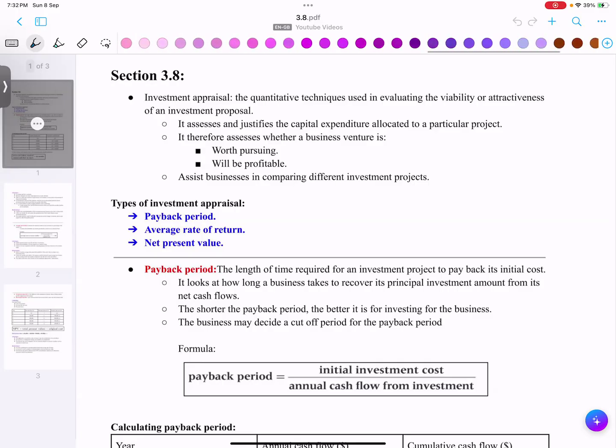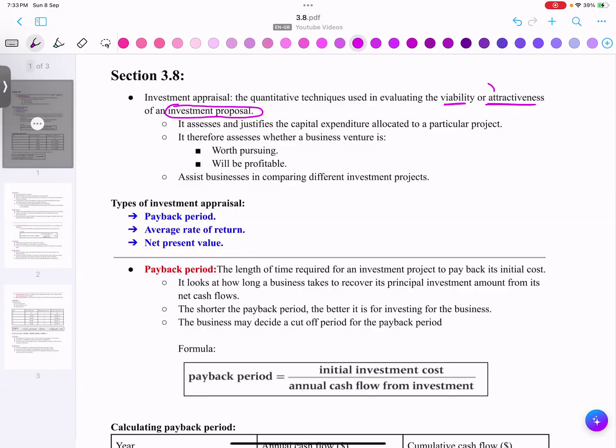An investment appraisal is the quantitative techniques used in evaluating the viability or attractiveness of an investment proposal. Basically, it means when they use numerical data to see how much money they're going to make from an investment proposal, which is the reason for the words viability and attractiveness, to see if this investment proposal is attractive in the sense that it will make the investor money.